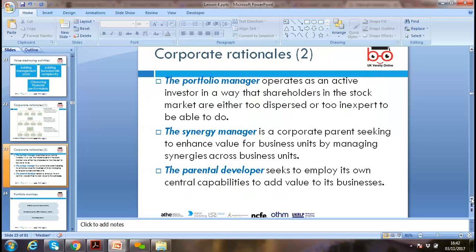Portfolio managers operate as a... Anybody, any question, guys? No question. Let's move on.